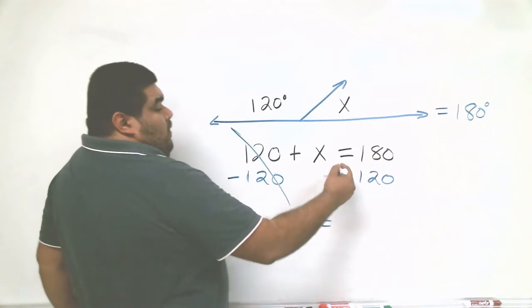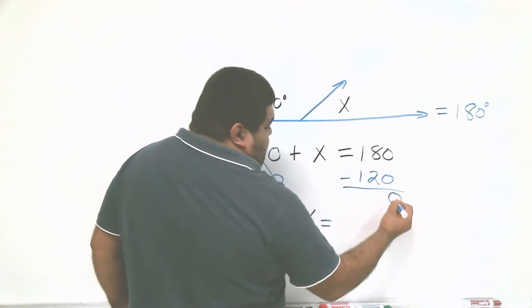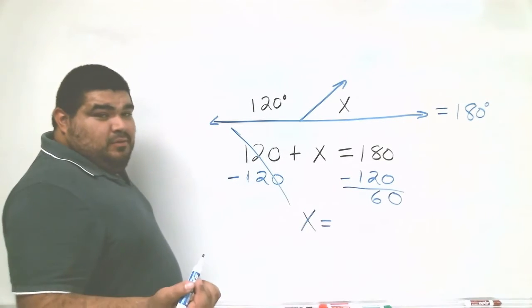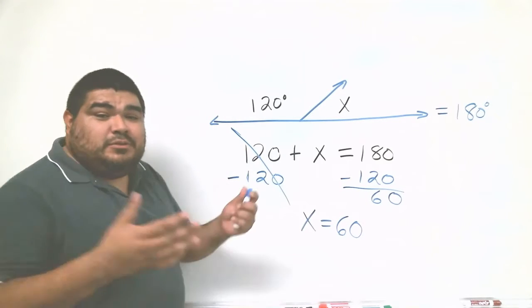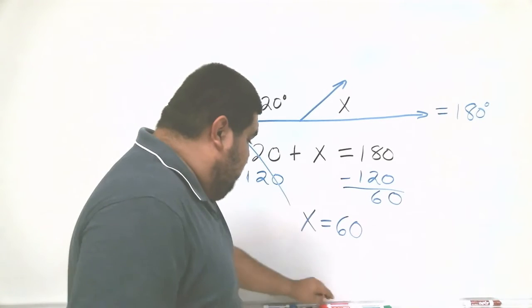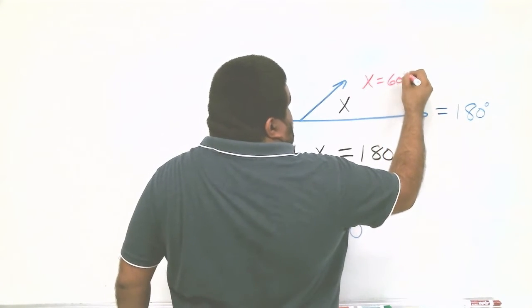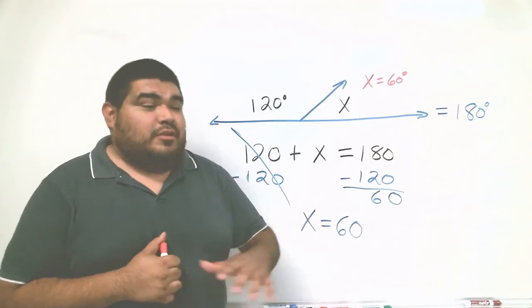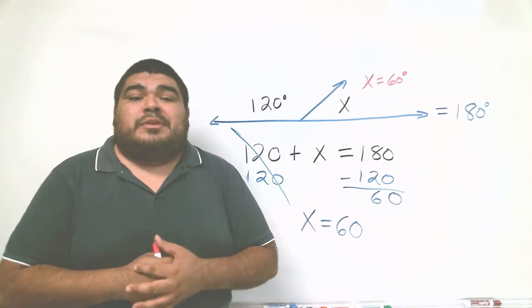x equals, remember, 180 minus 120. We have a 0. 8 minus 2, which is 6, right? 1 minus 1 is 0. So x equals 60. So that means we solved for x, right? Yay! So x equals 60 degrees, and that is our answer. So this is the answer for a supplementary angle. Now we're going to do a complementary angle one.